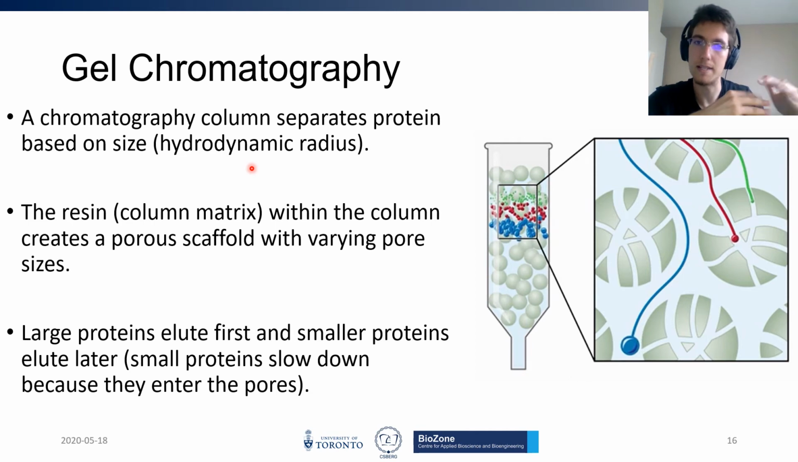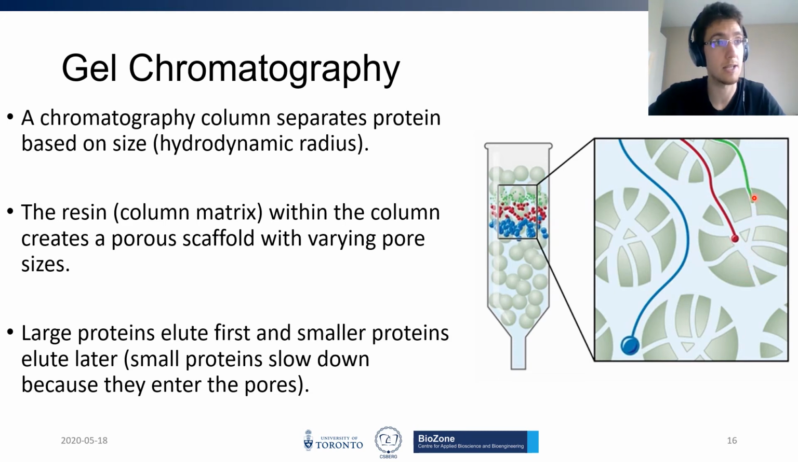And based on that difference, when you run things through the column with the force of gravity, things will separate, right? So what you're looking at on the right here is if a protein is significantly larger, it cannot make its way into these little crevices on the Sepharose beads that we have here. So it essentially just goes around everything and elutes very, very quickly, right? So the first thing that's going to come out of the column is the relatively larger proteins.